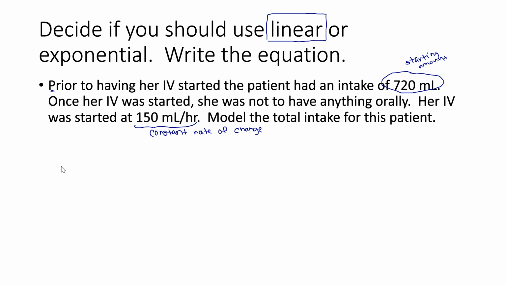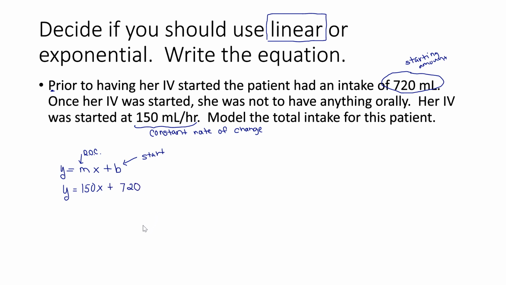In our notes, we have that linear equations follow the format y equals mx plus b. We noted that m is the rate of change, and b is the start. So the word problem gave me both of those numbers, and I get to plug them in. Y is equal to 150x plus 720. And I can double check this in my thinking.